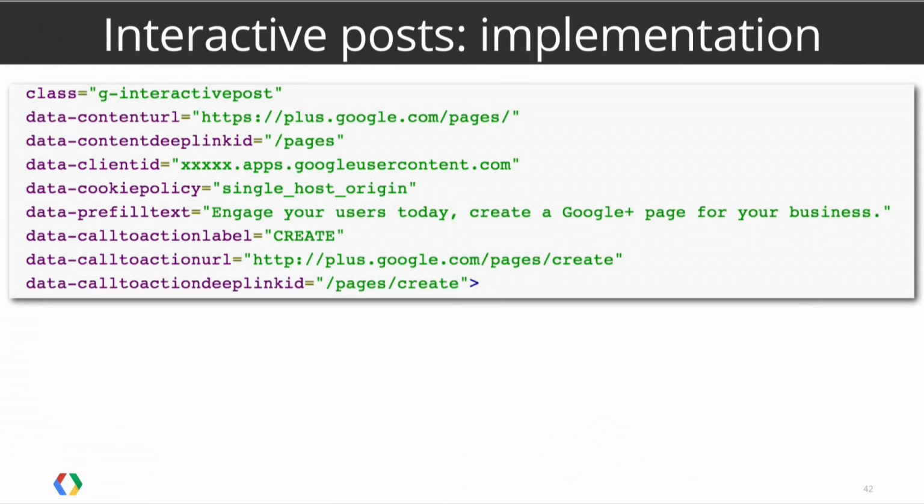So we have the content URL. It has its own deep link ID. They don't have to match because it's up to your app to interpret the deep link ID. So it's a 512 character identifier that's up to you to control. Client ID, cookie policy, you get to pre-fill the text. Again, you want to make this something the user is comfortable keeping, because otherwise they'll just delete it. Pick your call to action label. You put the URL, it's going to be behind the button. And again, if you want a deep link for that.